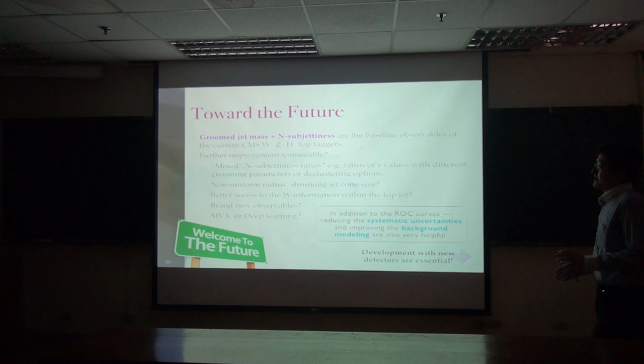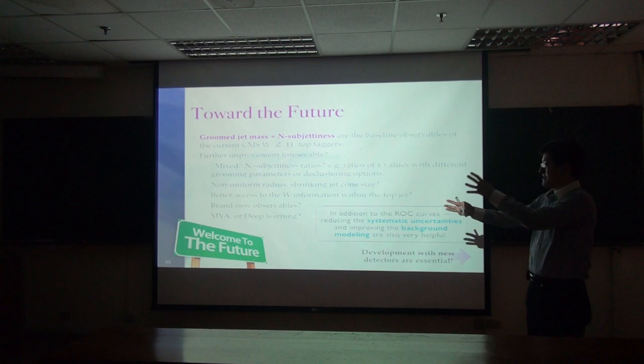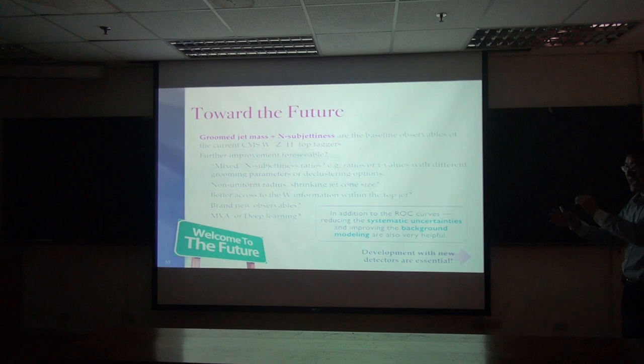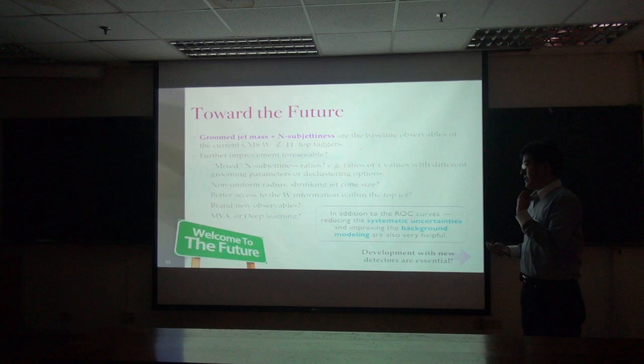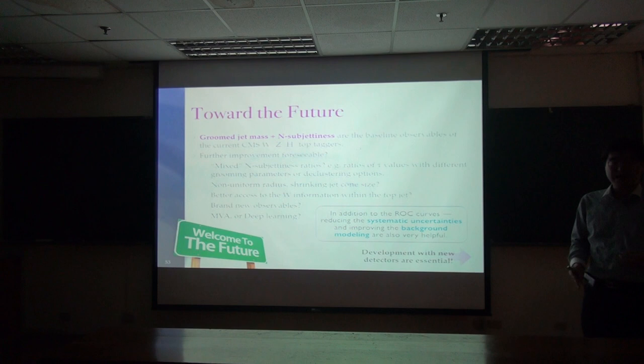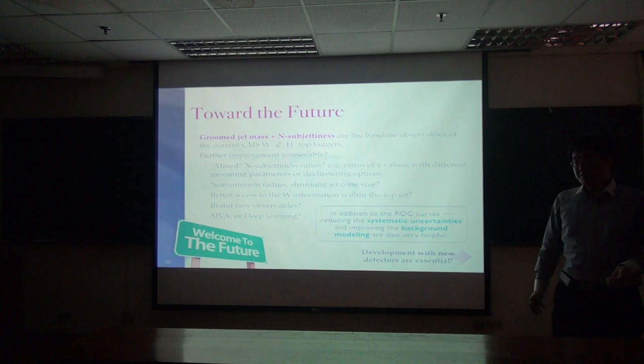Or we can do a non-uniform radius. Currently, all jets are reconstructed within a fixed cone, but you can think of the cone size being changed, depending on the information being taken. And also there may be a better way to distinguish a W jet from a top jet, or even better multivariate analysis, or even deep learning can still be used. So that's still something to do.